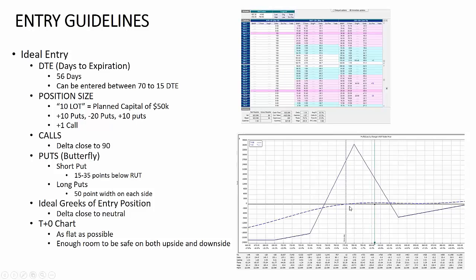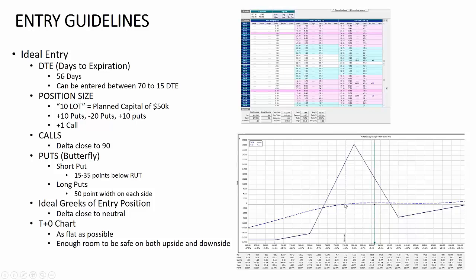The key thing with this trade is that you can see by this graph, this is the expiration graph right here, which I'm sure you're familiar with, hopefully, and this dotted line here is the T plus 0 line. So that's time, meaning today. And we like to keep that as flat as possible so that we want to have enough room to be safe on the upside, and also a significant amount of room to the downside.